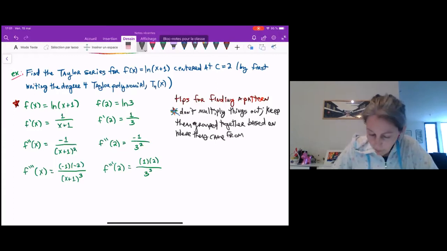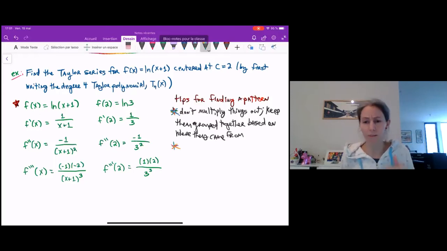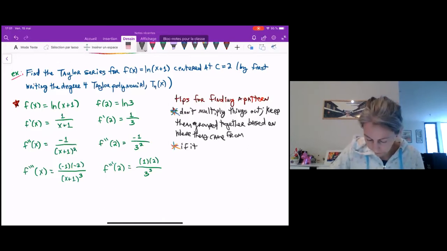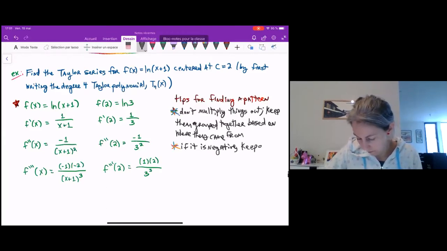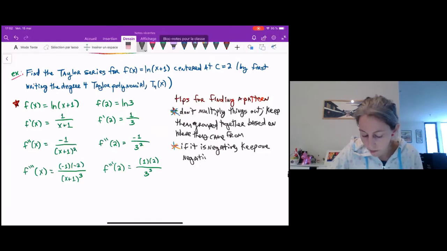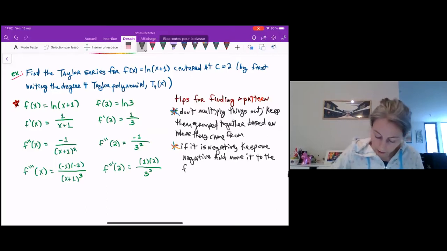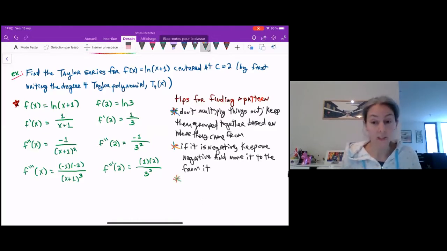So now the second tip that we have here is if it's negative, don't keep a bunch of negatives. Don't have like negative 1 times negative 2 times negative 3. Keep one negative and move it out to the front. And that will help us to see if the thing is alternating or not. And if it is alternating, how is it alternating? If, however, it's not negative, if it's positive, like with the negative 1 times negative 2, don't keep the negatives, get rid of them.